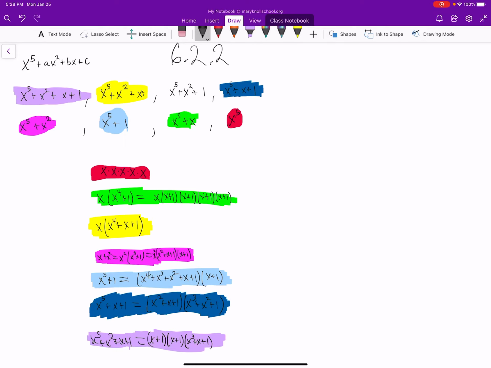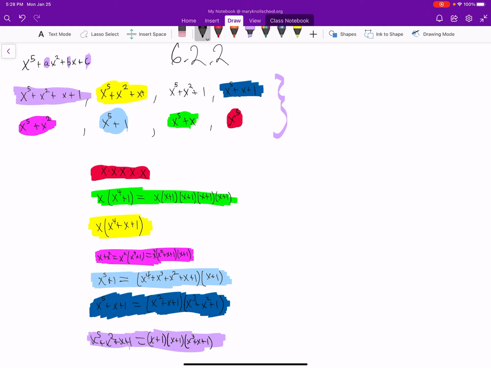Okay, 6.2.2, we want to list and completely factor all the polynomials of the form x to the fifth plus ax squared plus bx plus c over Z2. So I went ahead and wrote them out and then listed them out. So a, b, and c can either be 0 or 1, and then we get these polynomials here.